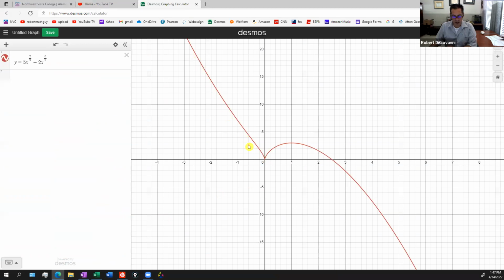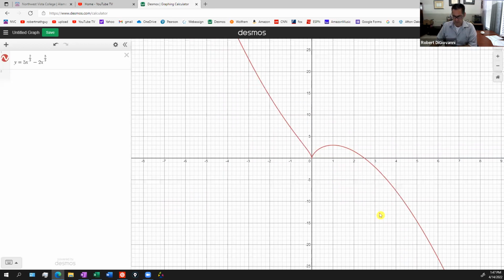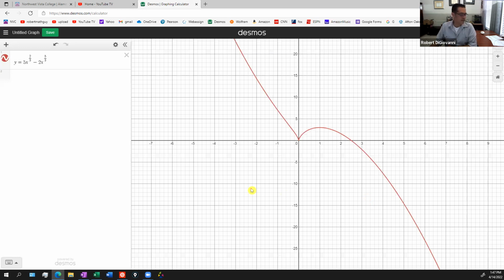So our function goes down, then up, and then back down. We have a local max there. At 1, you get 3, and we have a local min right there. At 0, you get 0. Interesting function, huh? Interesting looking function.